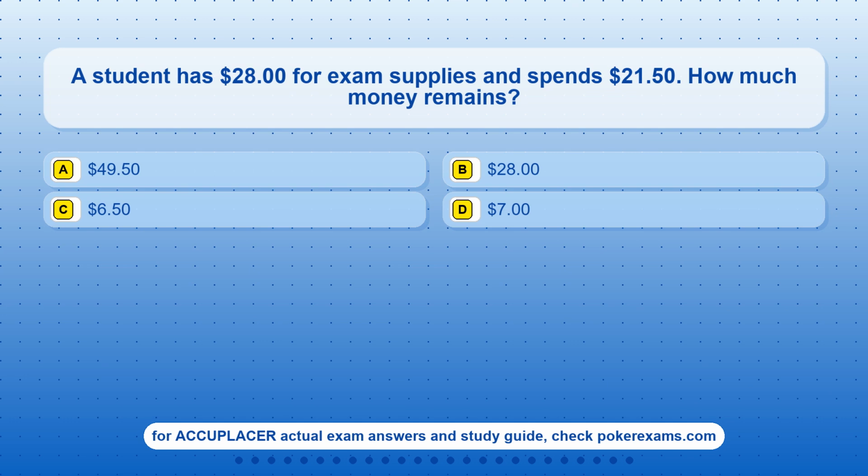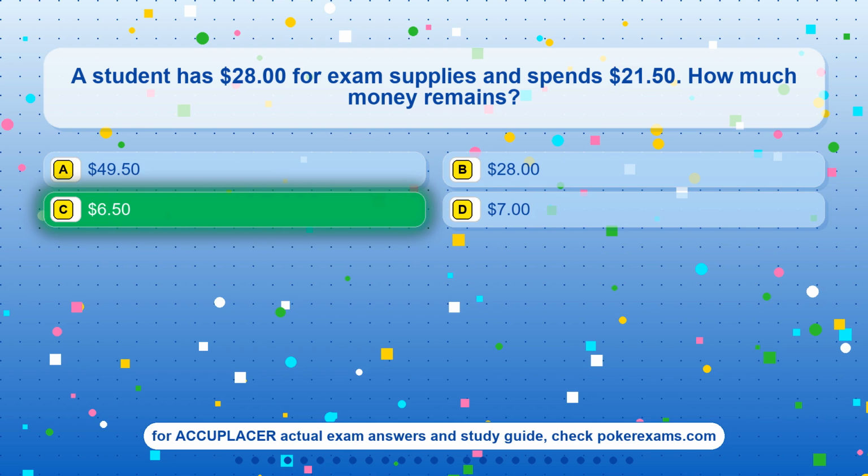Question 3. A student has $28 for exam supplies and spends $21.50. How much money remains? Option A, $49.50. Option B, $28. Option C, $6.50. Option D, $7.